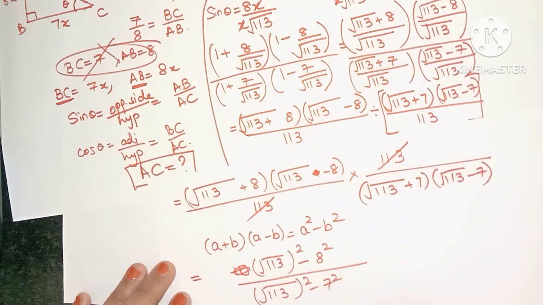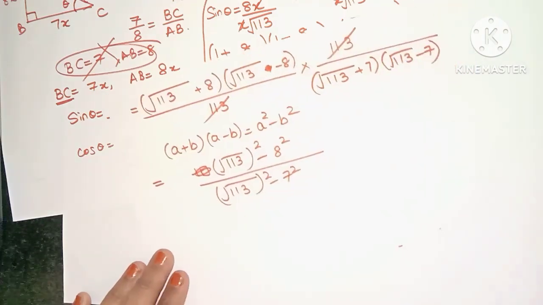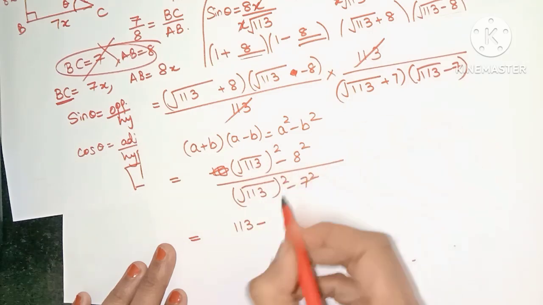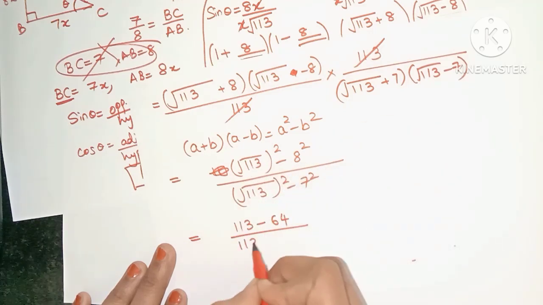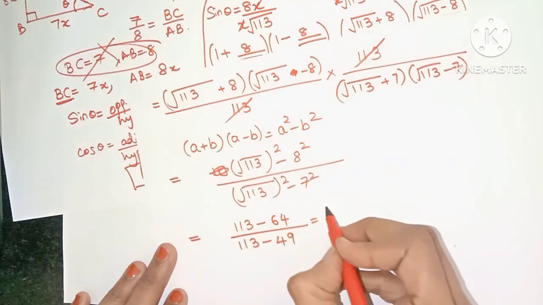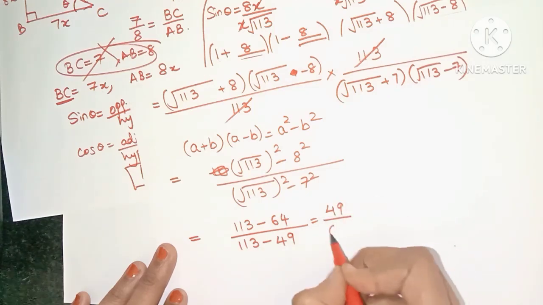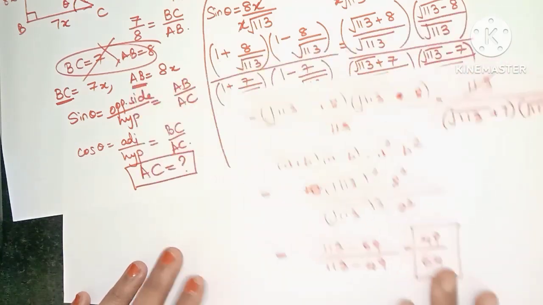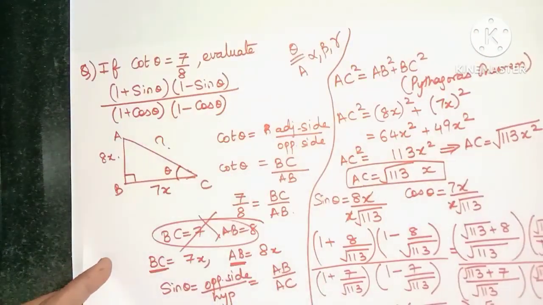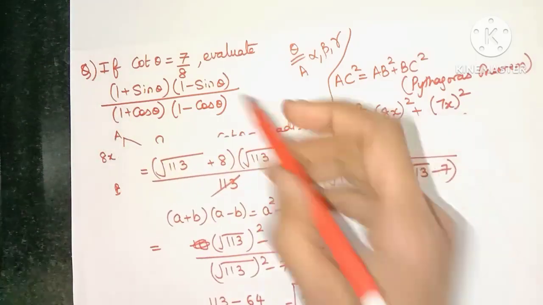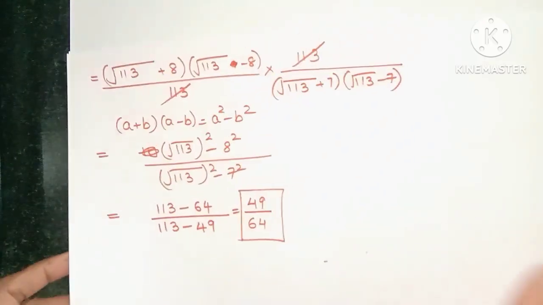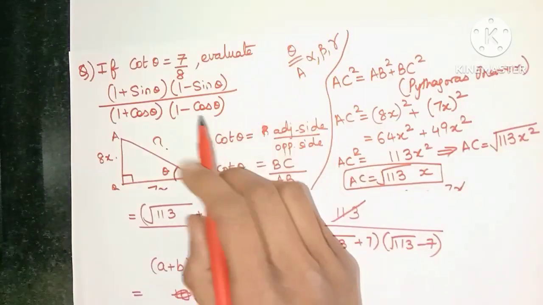So even in trigonometry, you have to remember the other concepts also that we have learned. So this is nothing but 113 minus 8 square is 64 divided by 113 minus 7 square is 49. So 113 minus 64 is 49, and this will give me 64. So friends, the entire expression that we had to evaluate, 1 minus sine theta, 1 plus sine theta, the value of this expression is going to be 49 by 64. So this is how you need to solve these type of questions.